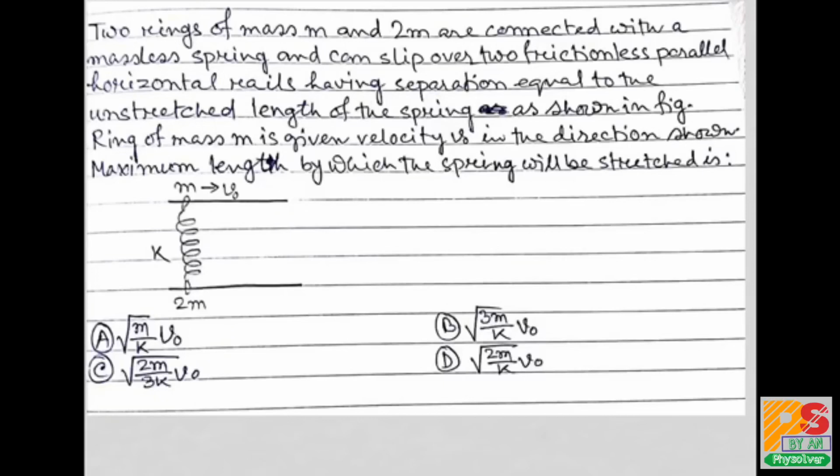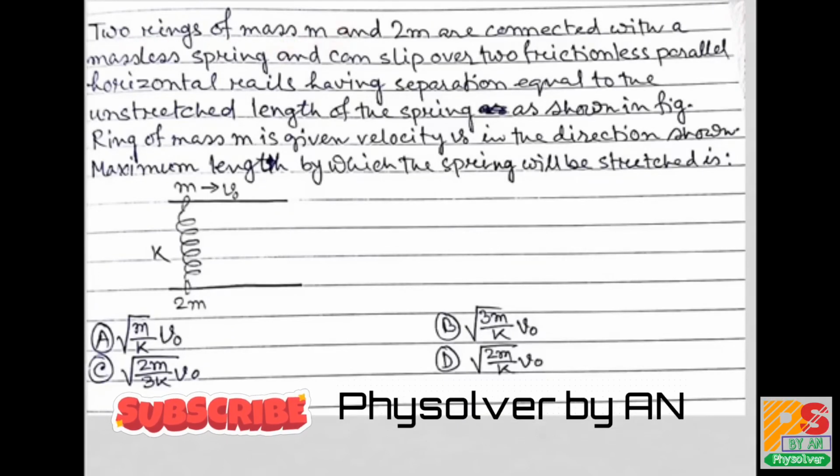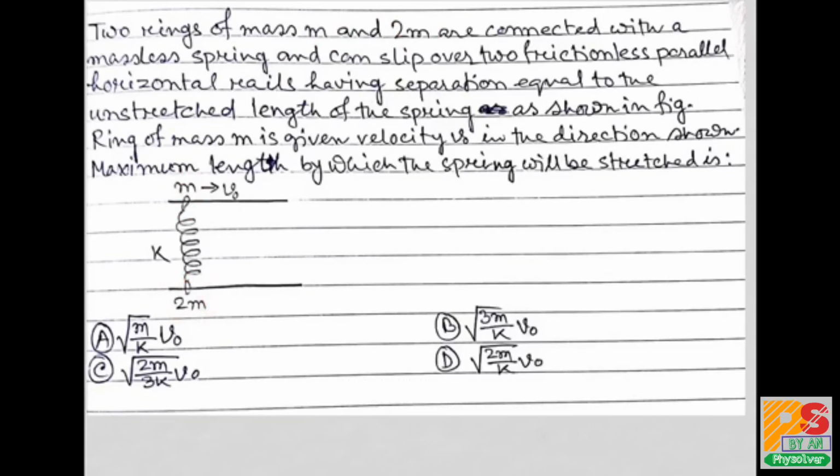Hello students, the question is: two rings of mass m and 2m. You can see this is the first ring, this is the second ring, are connected with a massless spring. This is the spring, and can slip over two frictionless parallel horizontal rails. You can see the rails having separation equal to the unstretched length of the spring as shown in the figure.